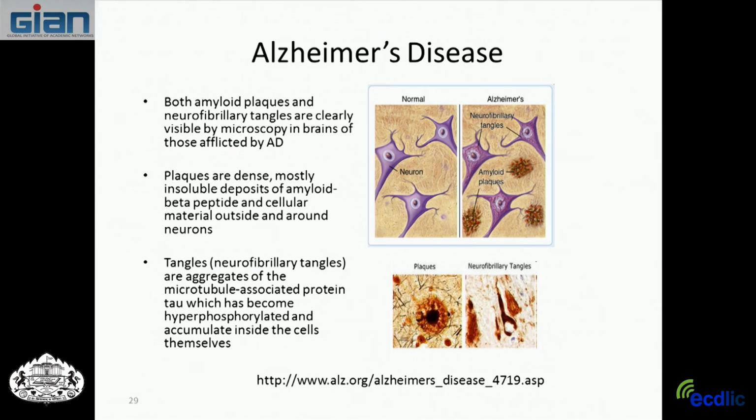The tangles are these aggregates of the microtubule associated protein tau, which has become hyperphosphorylated and accumulates inside the cells themselves. So they are called neurofibrillary tangles because it really does look, and this picture doesn't show it so well, but if you see these under a microscope, it really looks like the neurons, the axons in different parts of the neurons, have just really become all tangled and twisted up in these brains.